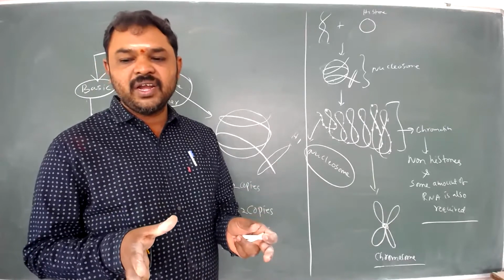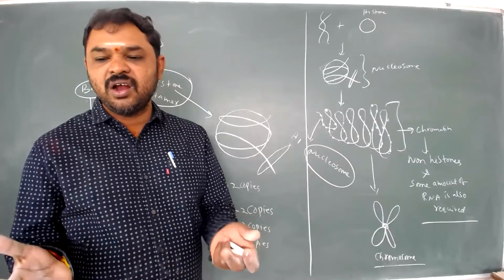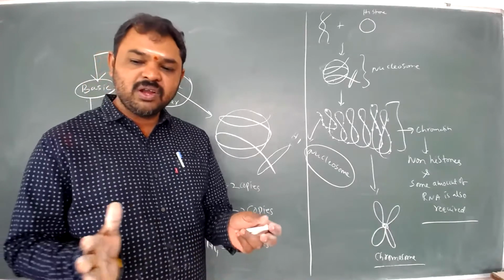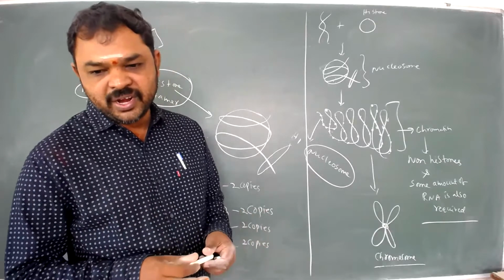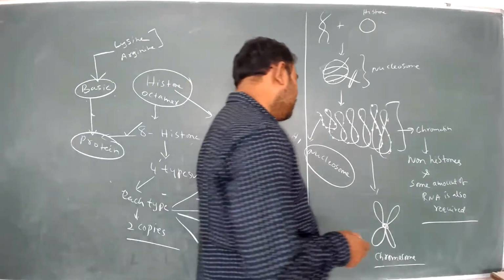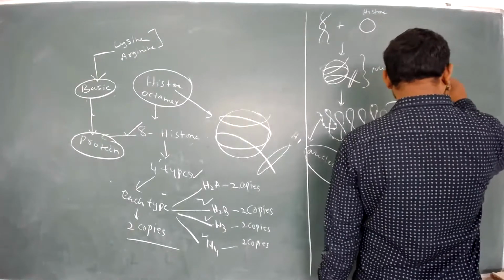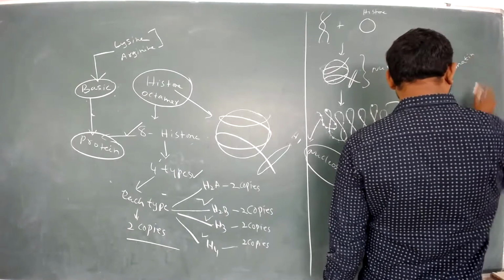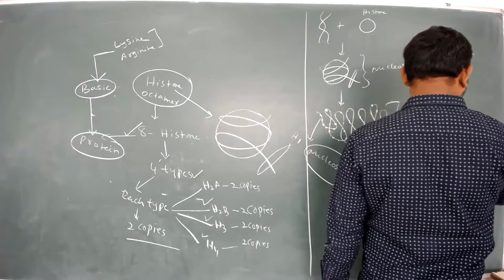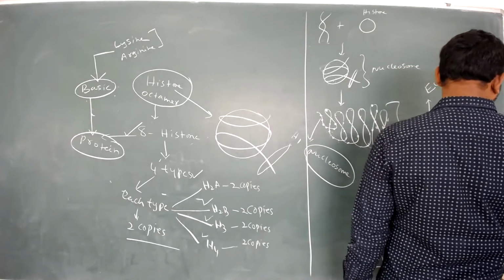some part of the chromatin possesses active genes, and some part does not have active genes. The part of chromatin which has active genes and is light stained is called euchromatin. How many types of chromatin are there? There is euchromatin and there is heterochromatin. Euchromatin and heterochromatin.